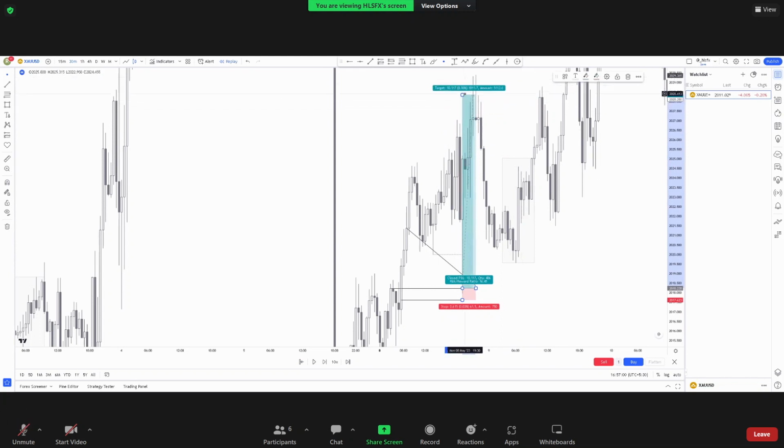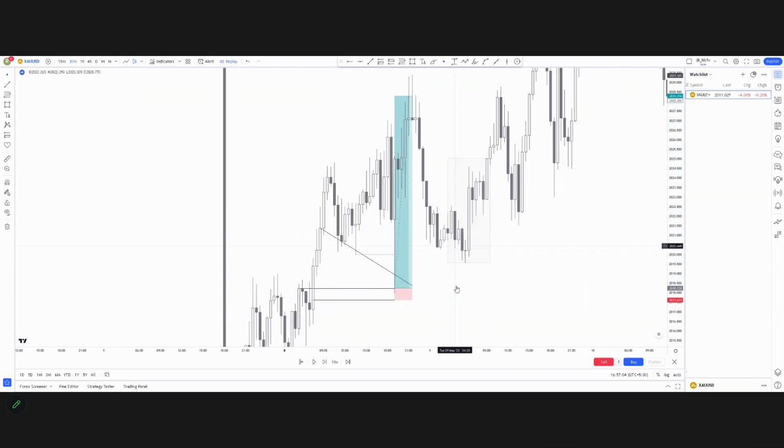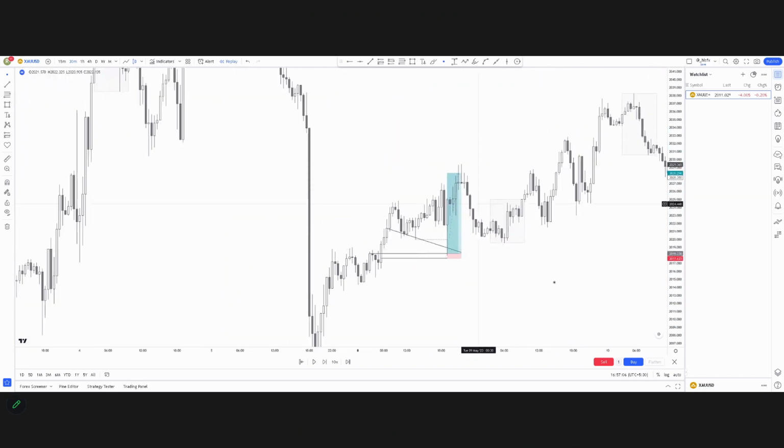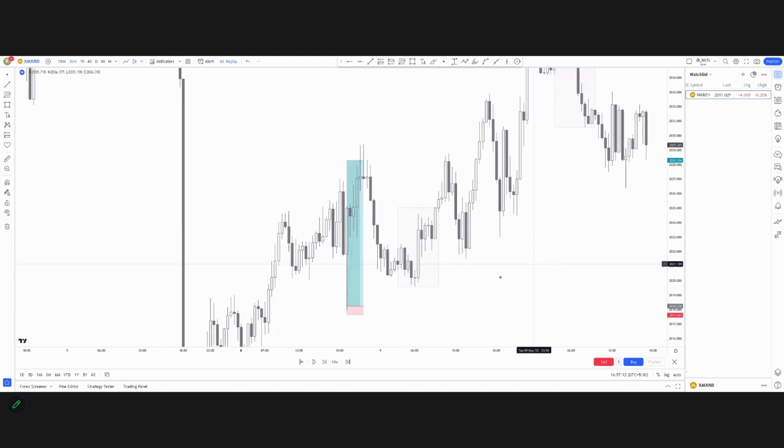Okay. So here is your TP, 100 pips. TP at 100 pips here. Okay. So now that's one of your entries. Let me take off this. Okay. Again, what do we have?